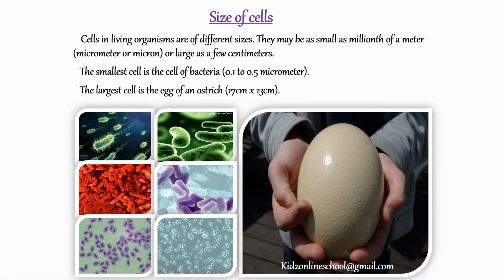Size of cells. Cells in living organisms are of different sizes. They may be as small as a millionth of a meter, a micrometer or micron, or as large as a few centimeters. The smallest cell is the cell of bacteria, 0.1 to 0.5 micrometer. The largest cell is the cell of an ostrich, 17 centimeter by 13 centimeter.